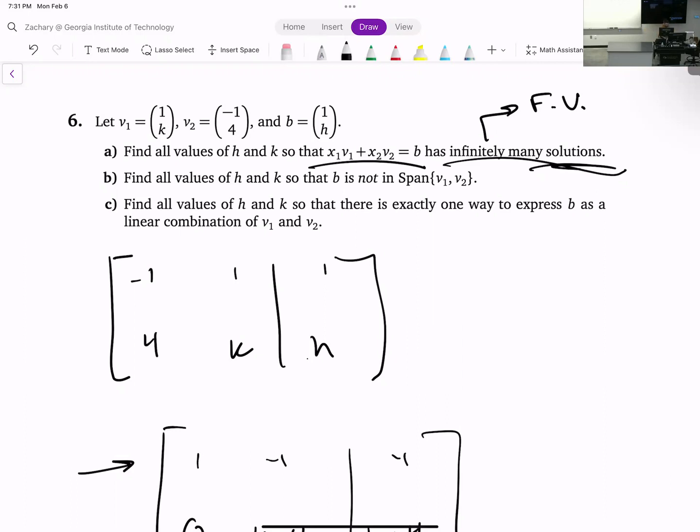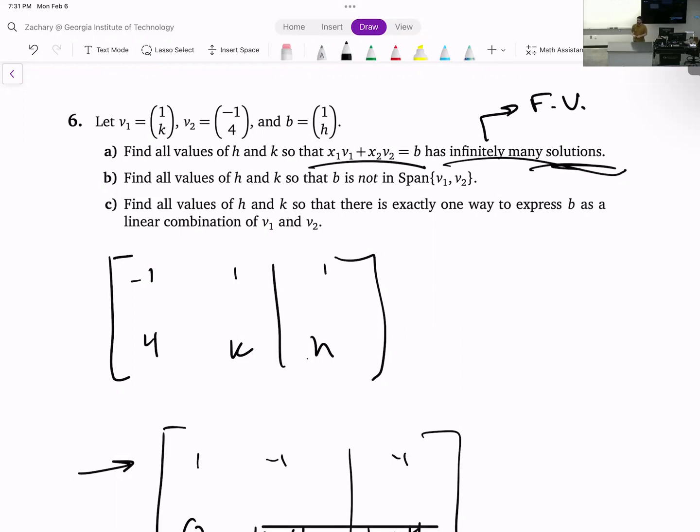Okay. Was it just part A or was it all of it? It's okay if it's all of it. I'll do all of it. That's totally fine. Find all values of h and k such that b is not in the span of this. Okay. Let's reword this. So find all values of h and k such that b is not in the span.